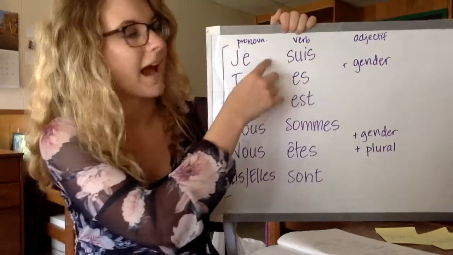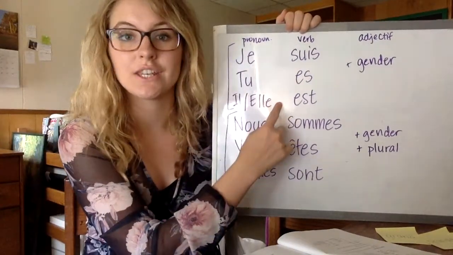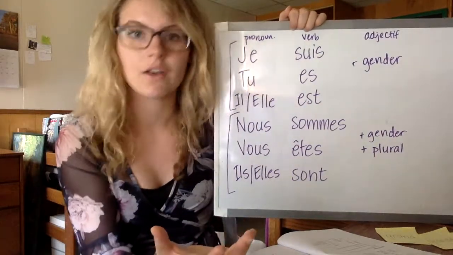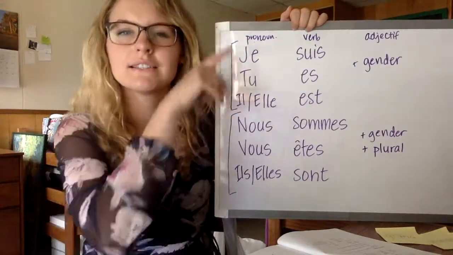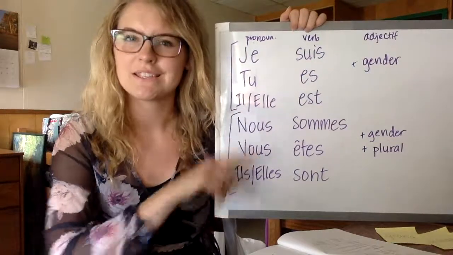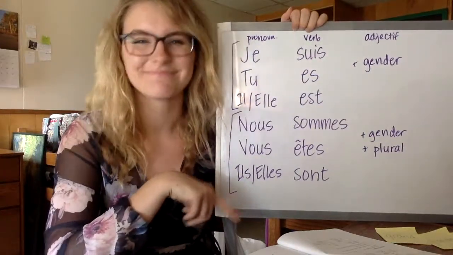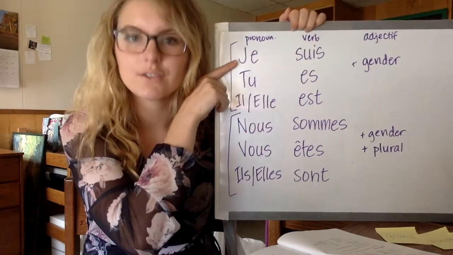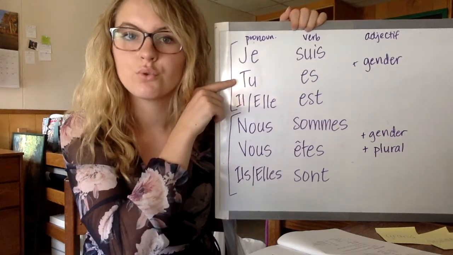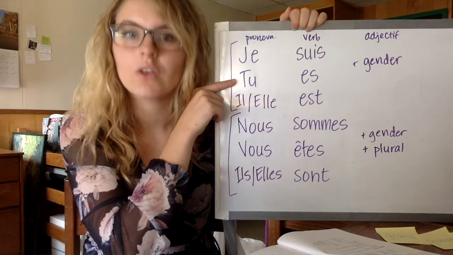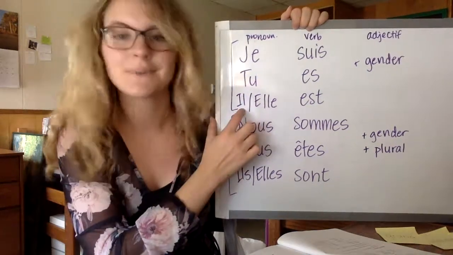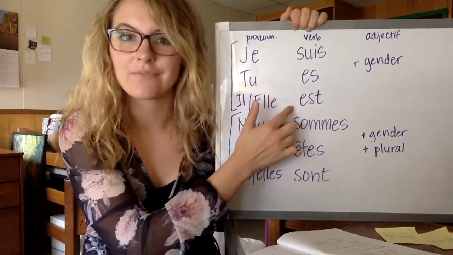So just like this would be I am, you are, he is, she is, we are, it works the same in French. So listen to me go through these. Listen to how I pronounce them. See how many S's you hear too. Je suis. Tu es. Il est.